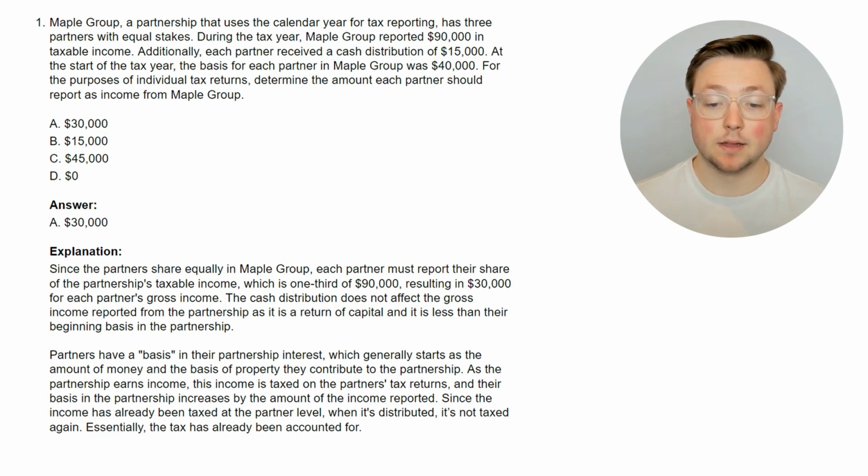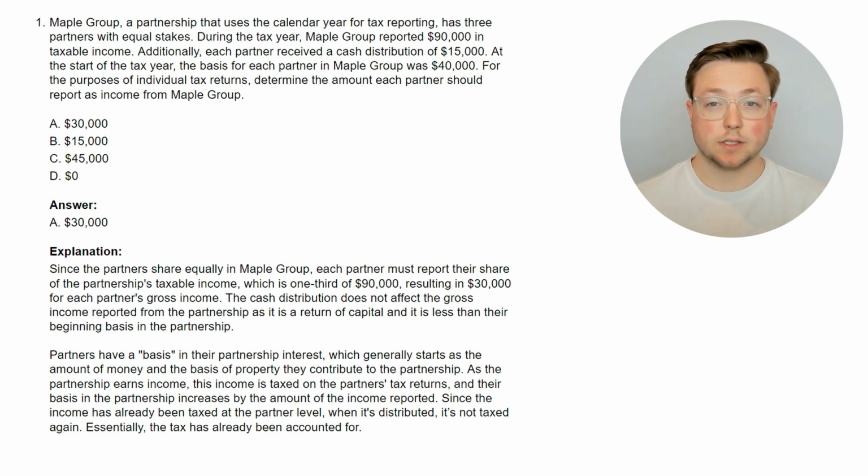Partners have a basis in their partnership's interest, which generally starts as the amount of money and the basis of property they contributed to the partnership. As the partnership earns income, this income is taxed on the partner's tax returns, and their basis in the partnership increases by the amount of the income reported. Since the income has already been taxed at the partner level, when it's distributed, it's not taxed again. Essentially, the tax has already been accounted for.